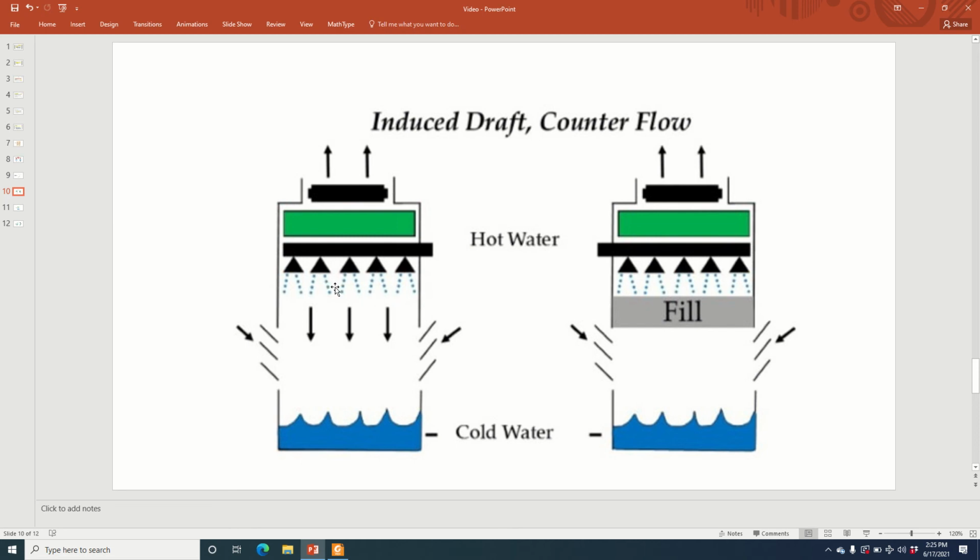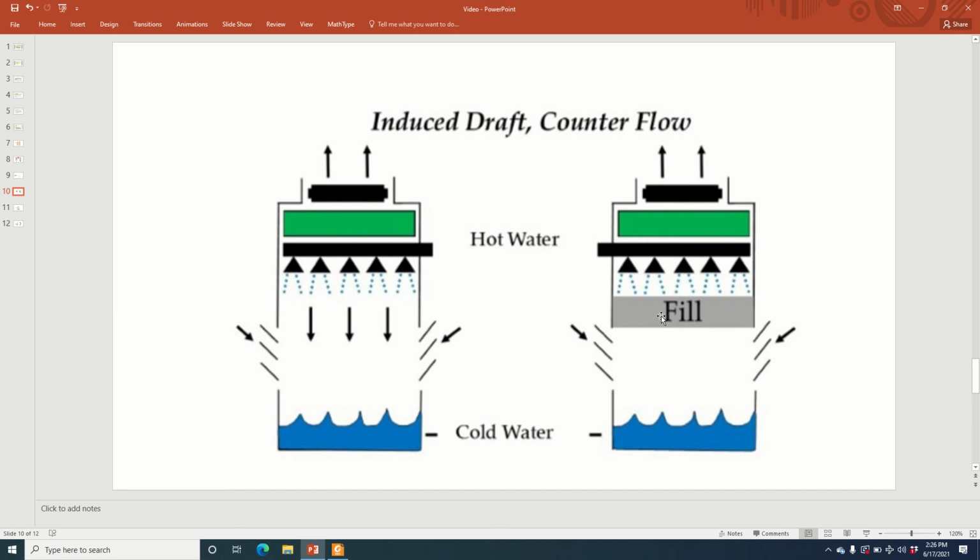Air takes the heat of hot water and is rejected to the atmosphere. Before going to the atmosphere, the water droplets are collected in these separators, and the water is accumulated at the bottom of this cooling tower, and you can see at the bottom there is cold water, and then this cold water is recirculated to the plant for usage.